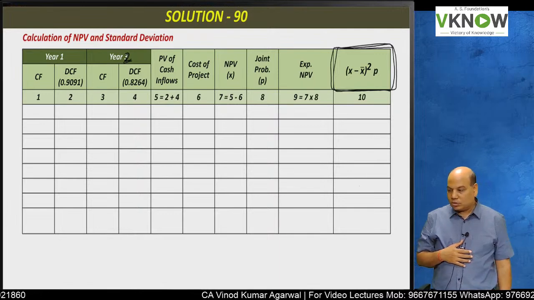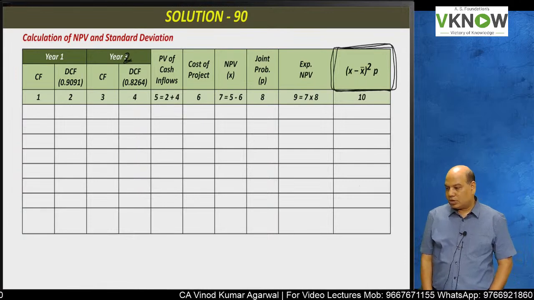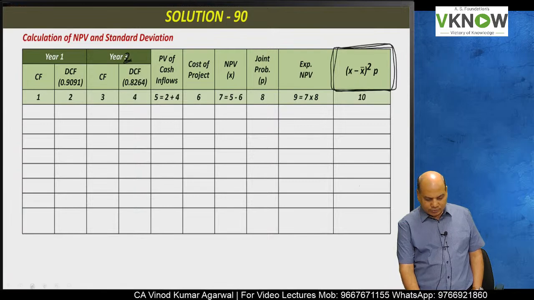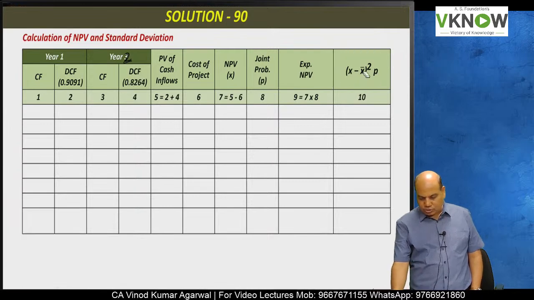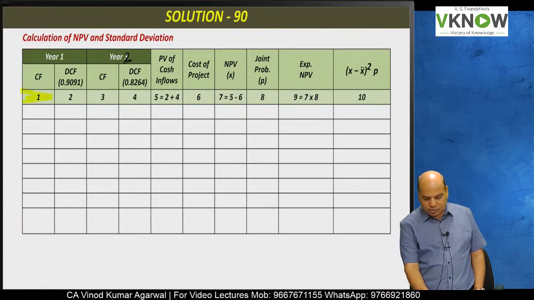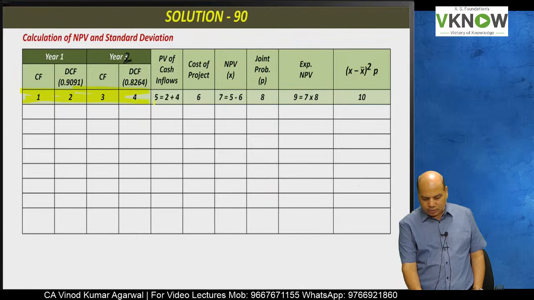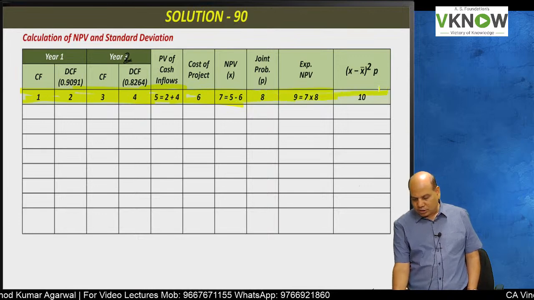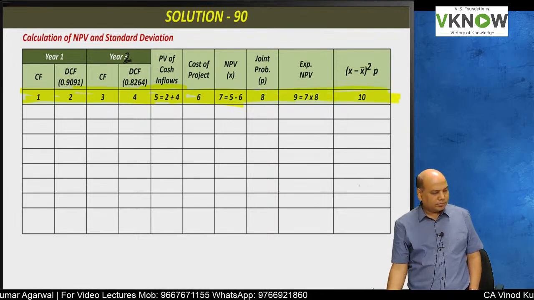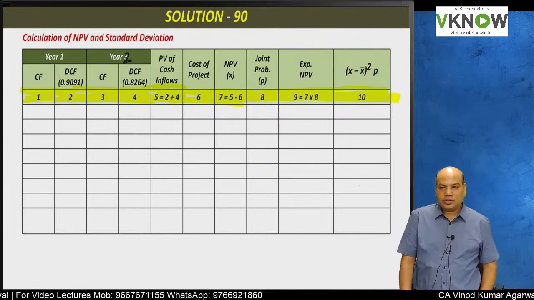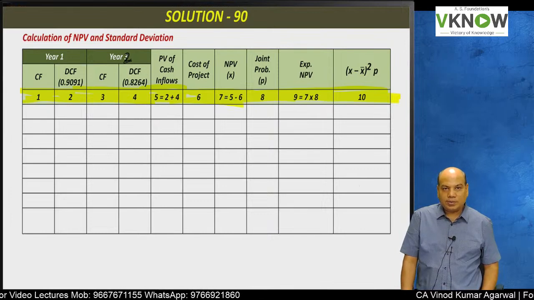So please now draw the table first. Column numbers also write down. Column numbers will help you to connect different columns. These are column numbers 1, 2, 3, 4, 5, 2 plus 4, 6, 7, 5 minus 6, 8, 9, 7 into 8 and 10. Is it necessary to write column numbers? The answer is no, but if you write it, it is better.